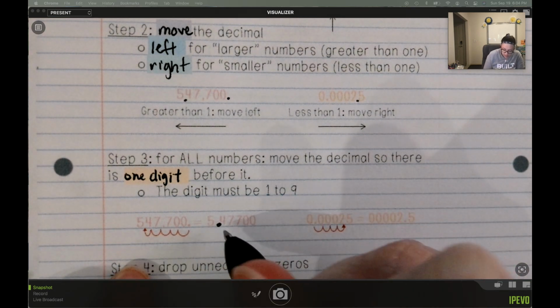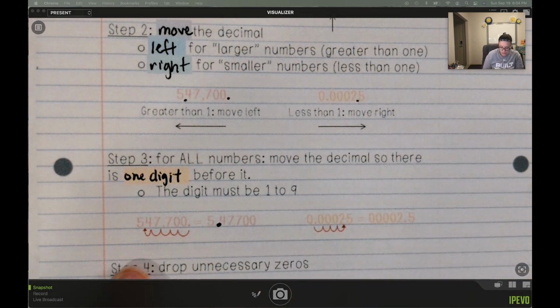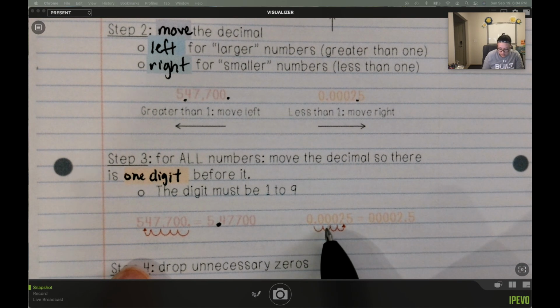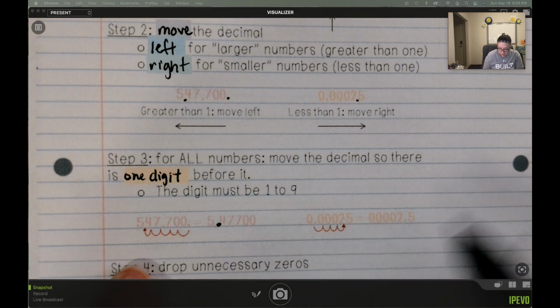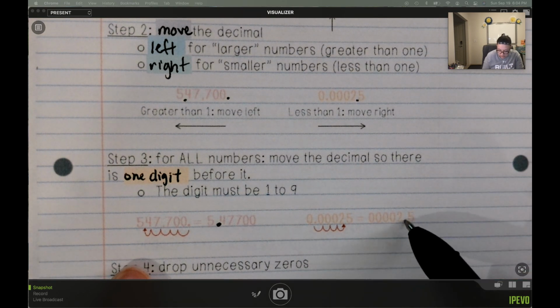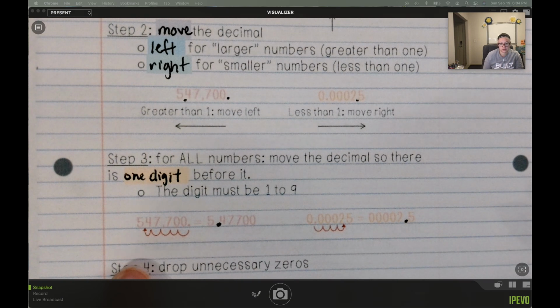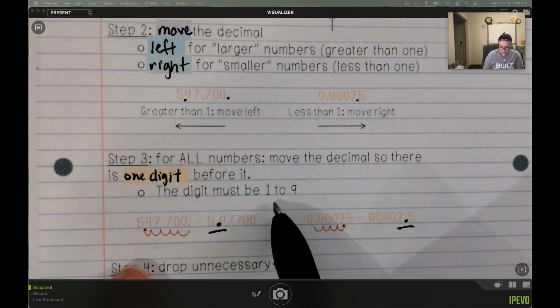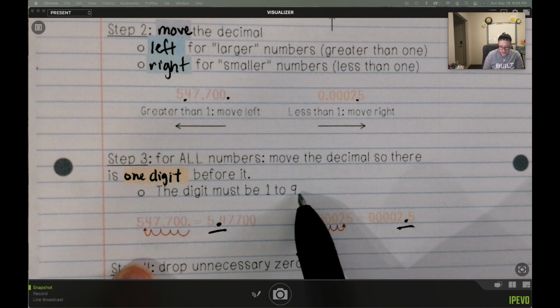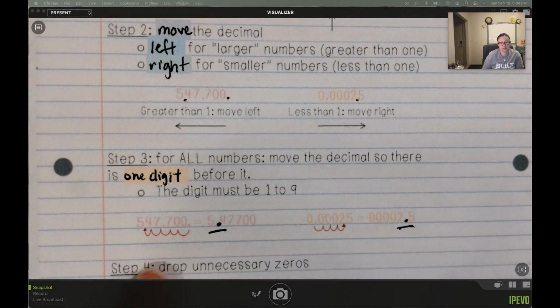So now we have 5.47700. Here we moved the decimal. So it's just a bunch of zeros and then 2.5. We're making this decimal between 1 and 10. Again, if it's 10 and we can make it smaller, we can make it 1.